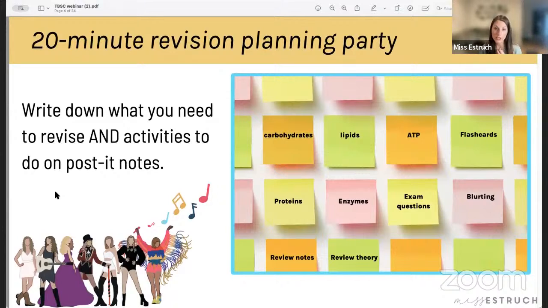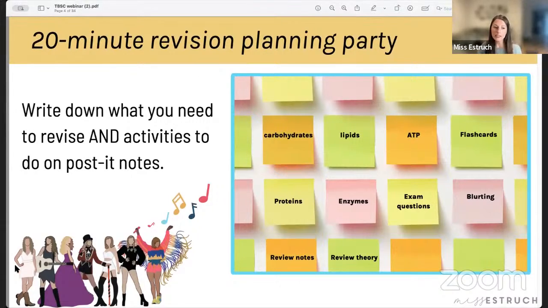What you'd need to do for this 20-minute revision party is use Post-it notes, or you can just cut up pieces of paper, or write it down on sticky tabs if you want to do it electronically. You need to write down what topics you need to revise and the kinds of activities you want to do. So I've got an example here of some of the things you might write down if you had a biological molecules test coming up. I've written down some of the biological molecules you might have to revise, and then some strategies: review notes, review the theory, exam questions, blurting, flashcards.